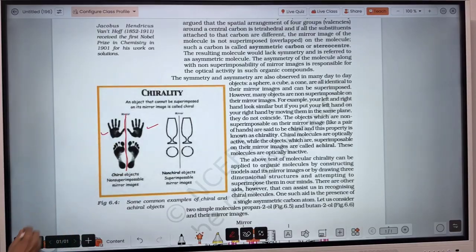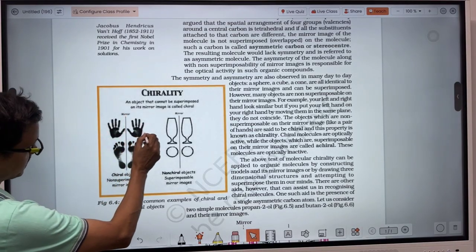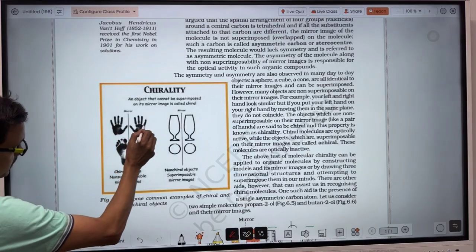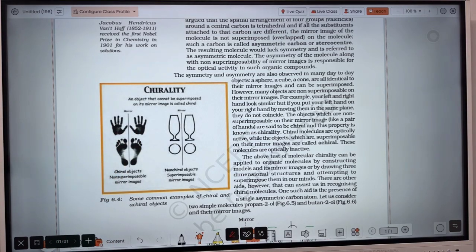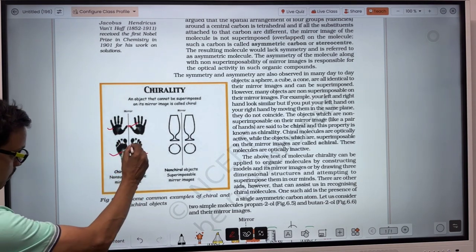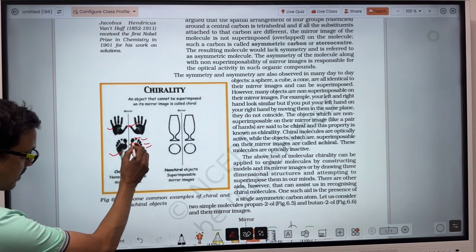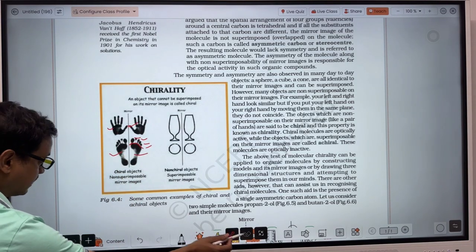But when you rotate your mirror image through 180 degrees and keep it over this one, it will not be superimposable. Same in the case of your feet also. In the feet, different fingers will have different lengths, and there is no symmetry.